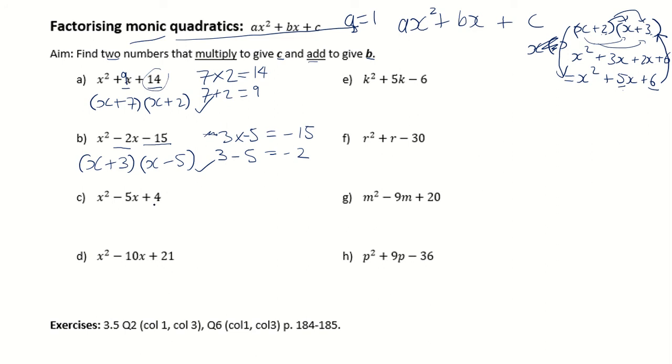Now, this one, we need two numbers that multiply to give us 4. Well, it could be 2 times 2, it could be 4 times 1.